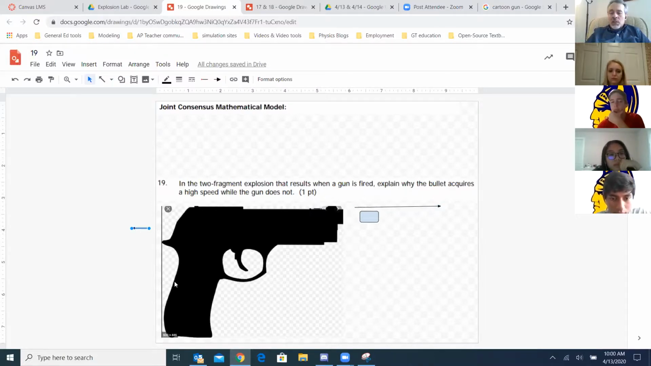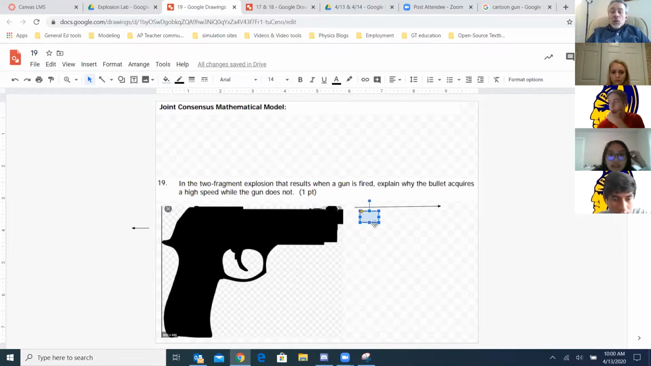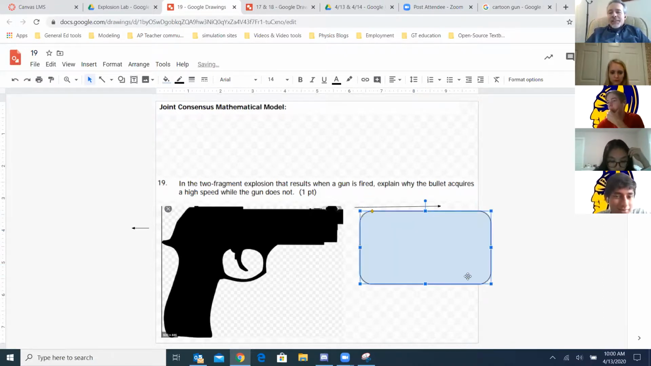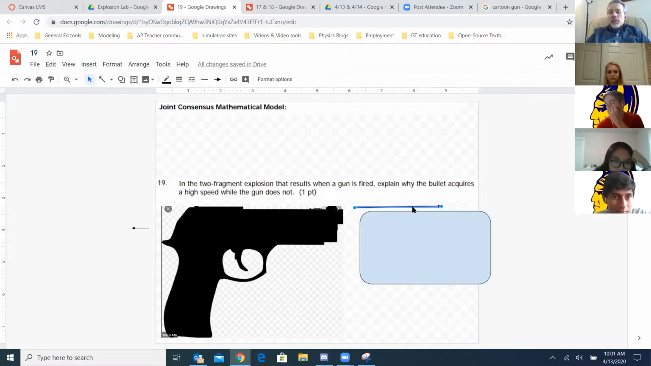What do you guys think? The mass. Yeah, it's the mass of it. So let's say we design a new gun, like, they're always coming up with new designs for stuff. Let's say we have a gun and it shoots out a bullet that has exactly the same mass as the gun. How would the speed of the bullet compare to the speed of the recoil if they had the exact same mass?